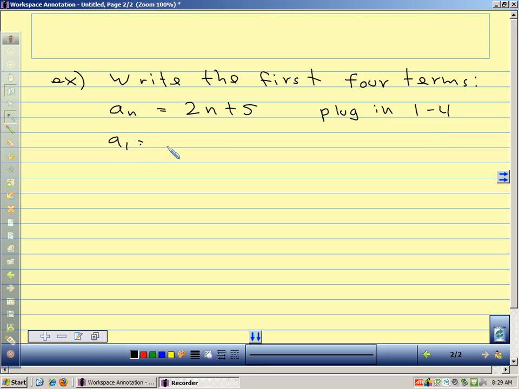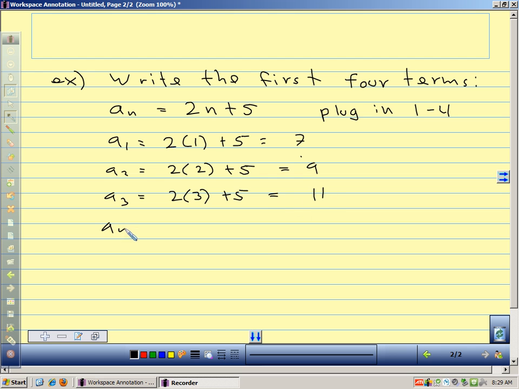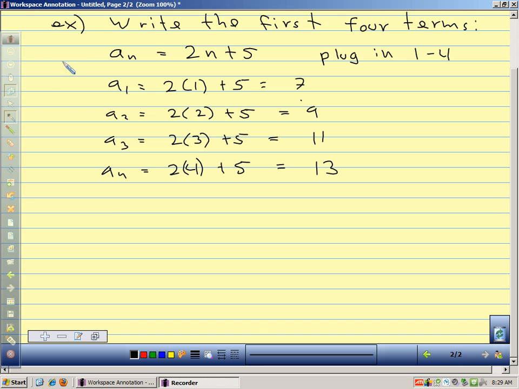So a sub 1 equals 2 times 1 plus 5, which is 7. A sub 2 is 2 times 2 plus 5, which is 9. A sub 3 is 2 times 3 plus 5, which is 11. And a sub 4 is 2 times 4 plus 5, which is 13. So we just plug in our positive integers and evaluate, and then we write down each term. We'll call this one A. Let's do another one. Any questions on this?